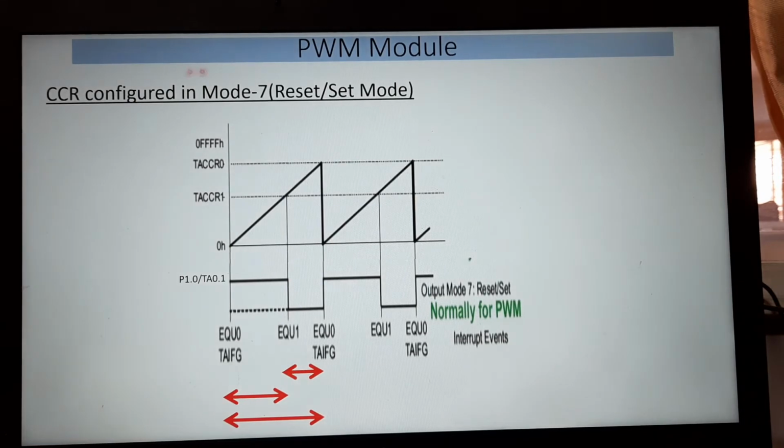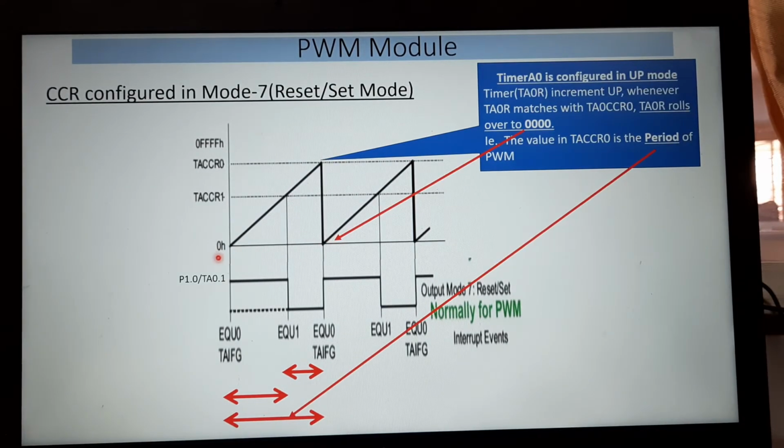Let us now understand what is mode 7, that is reset/set mode. I am going to configure the timer in up mode. The timer will start from 0 and go on incrementing towards FF, but in up mode it will only increment till the value which you have loaded in TACCR0 and then roll over to 0. Whenever Timer 0 reaches the value loaded in TACCR0, it rolls over to 0. This is the up mode of the timer.